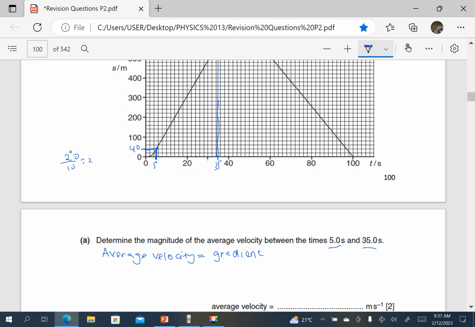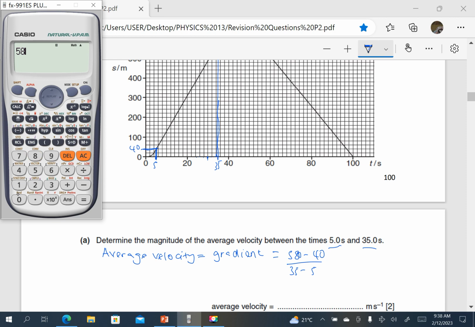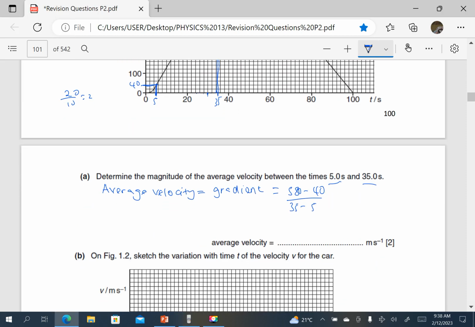It is equal to the gradient, which is going to be 580 minus 40 divided by 35 minus 5. 580 minus 40 divided by 35 minus 5, that is 30. So we are seeing that the average velocity is 18.